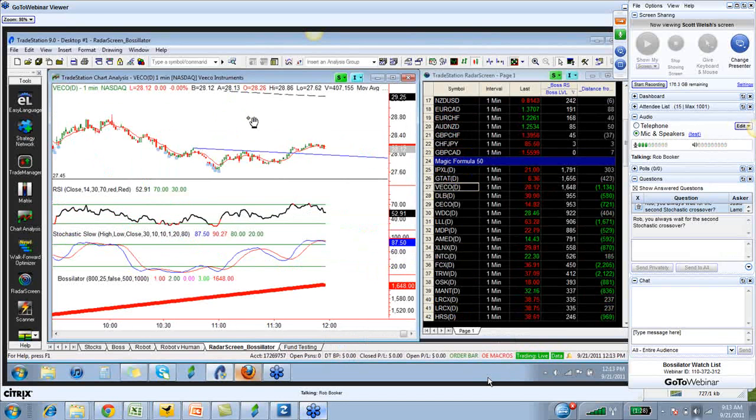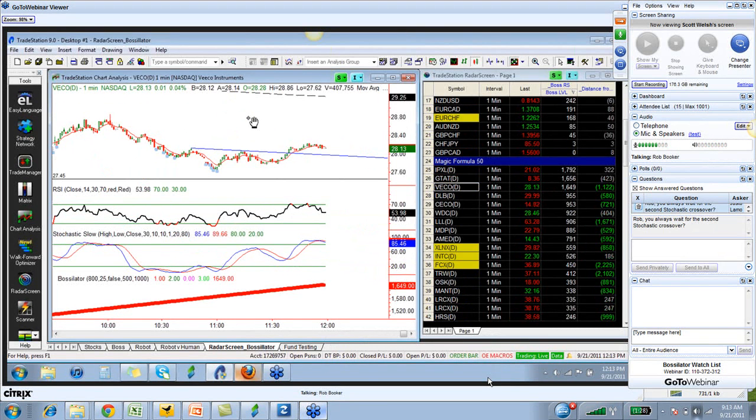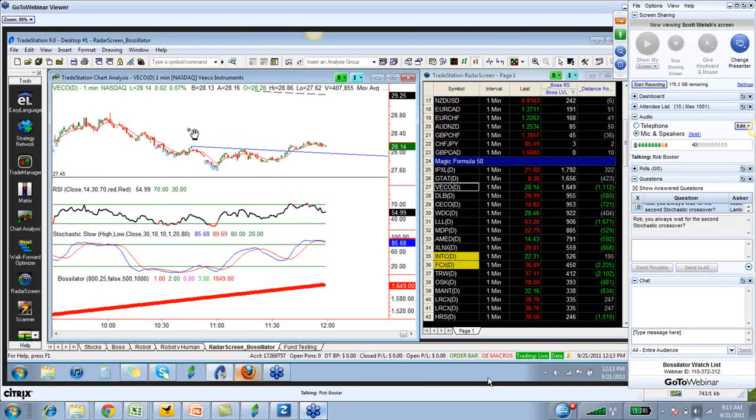Someone asks, do we always wait for a second stochastic crossover? It's not the case that, Scott, we always wait for the second stochastic crossover, but you can see here from what we look at, we like to wait. We don't mind missing first entries. Even when the Bossilator has an exceptional reading, we don't mind waiting. We don't mind saying, I'll let the first one go. There's an entry, but I'll let the first one go. We don't mind actually waiting.